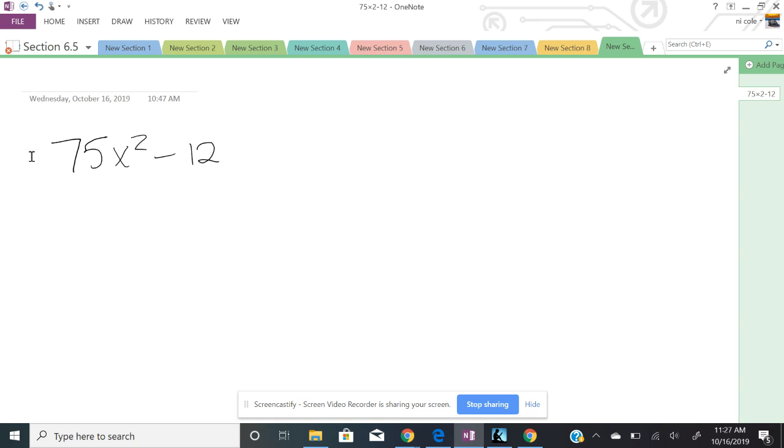Yes. Is there a greatest common factor? You may not see it, but the answer is yes. And guess what that is? It's a 3. So when I take out a 3, that leaves me 25x squared minus 4. Okay, do another double check.